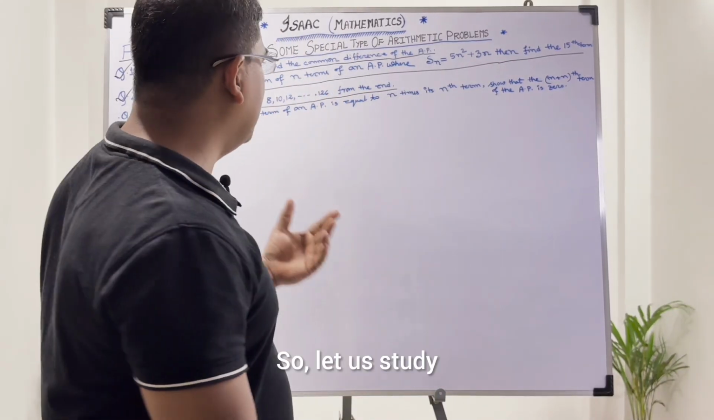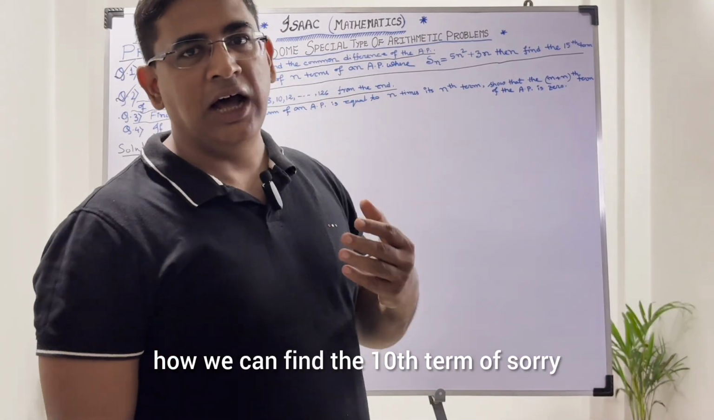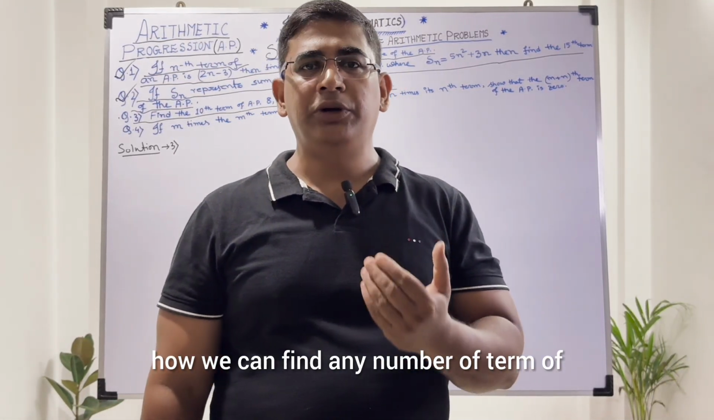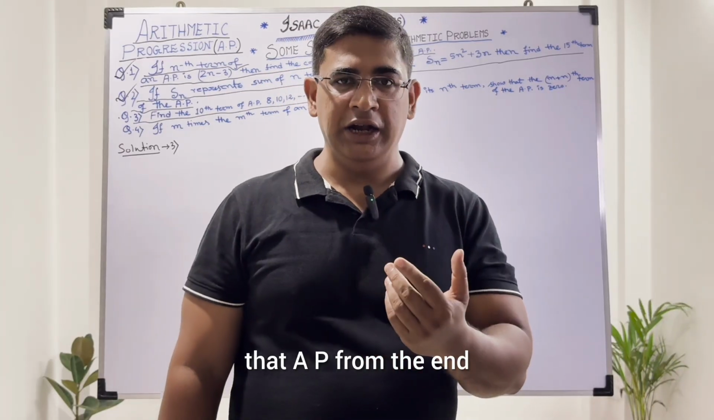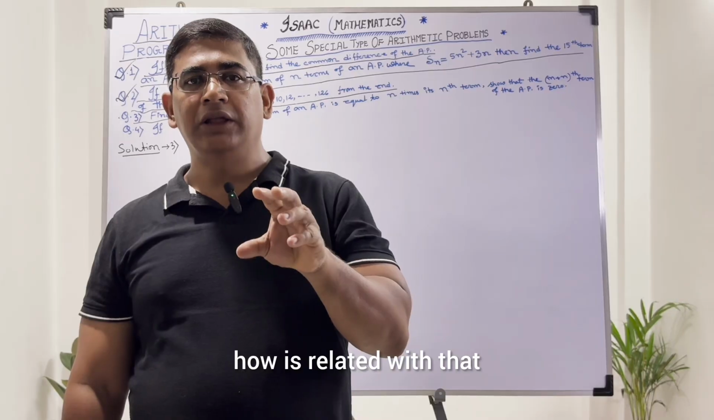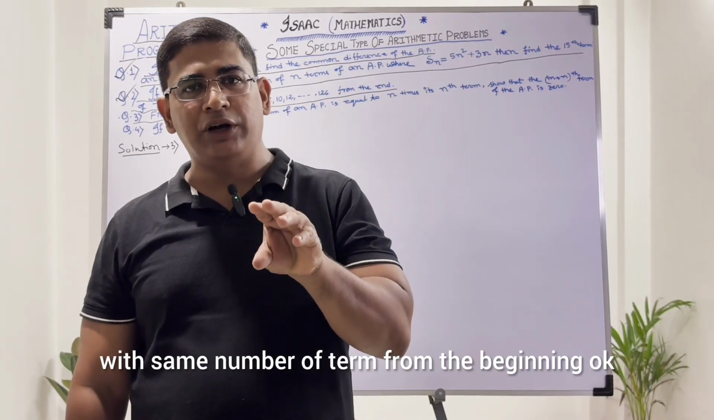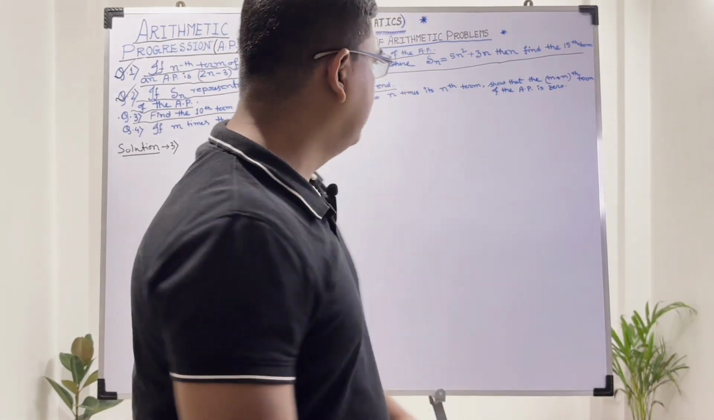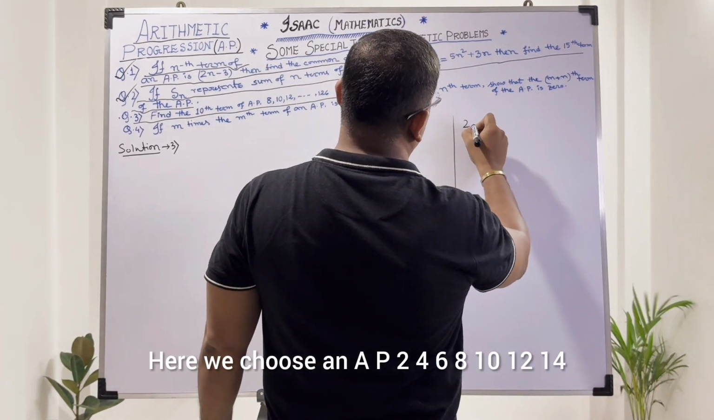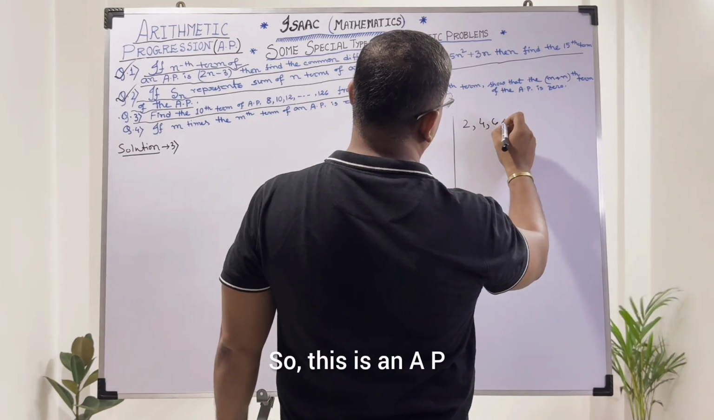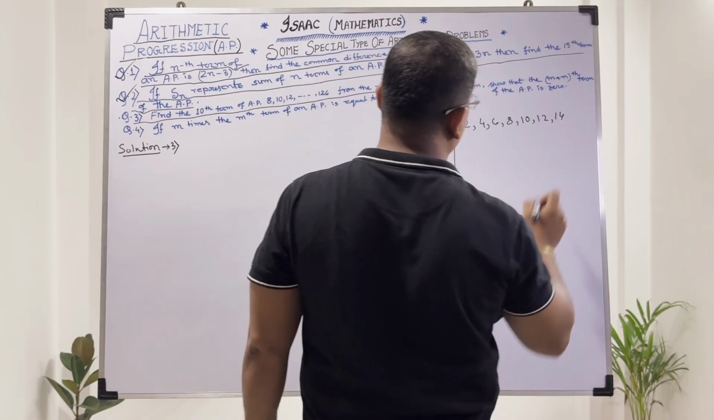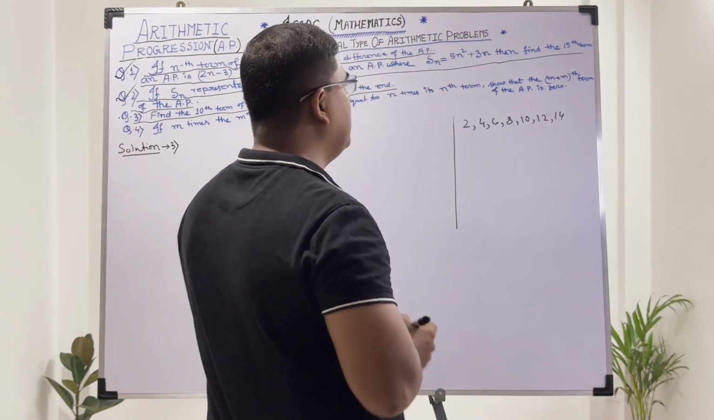Okay. So, let us study how we can find any term of an AP from the end, and how that term from the end is related to the same term number from the beginning. Okay. Here we choose an AP 2, 4, 6, 8, 10, 12, 14. So, this is an AP.